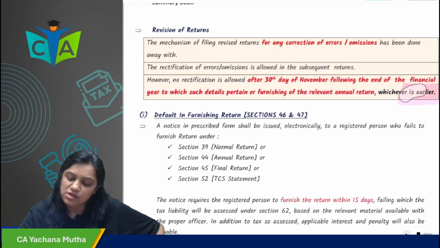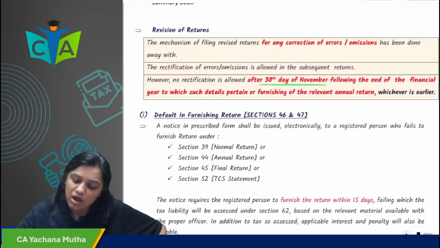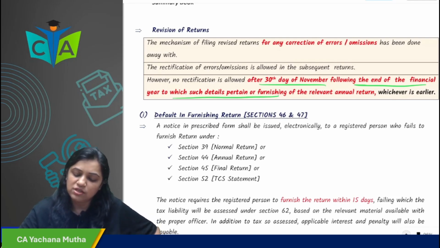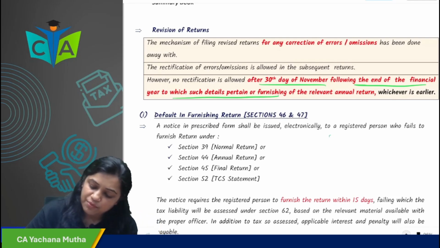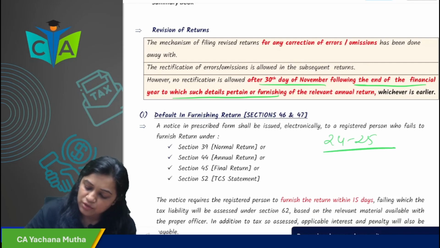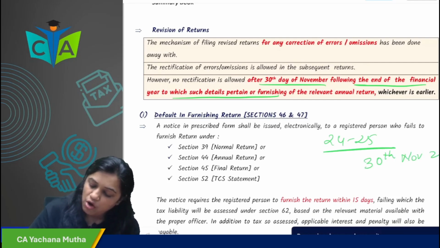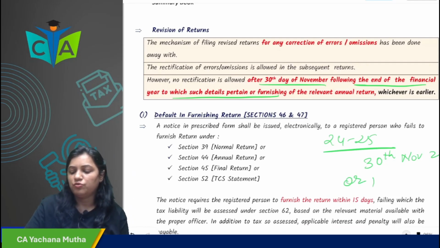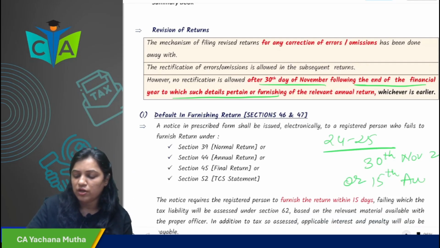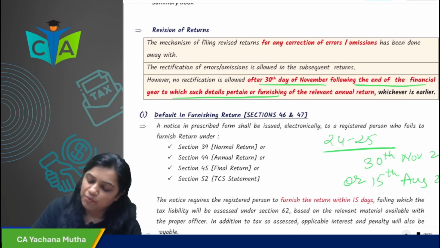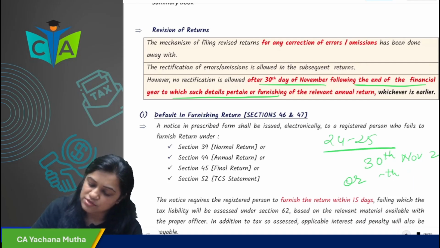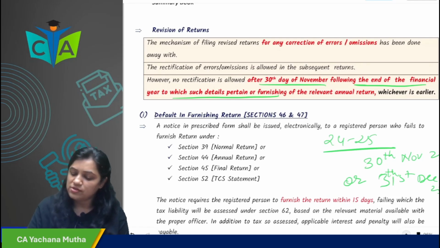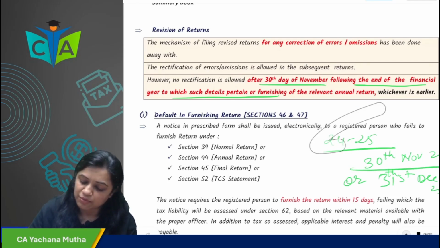So no rectification is allowed after 30th November following the end of financial year to which such detail pertains. So for example, for 24-25, up till when you can do the rectification: either 30th November 25 or furnishing of annual return, whichever is earlier. So if you have furnished the annual return on 15th August 25, then 15th August. But if you have furnished the return on, say, 31st December 25, then in that case 30th November or 31st December, whichever is earlier, which is 30th November, okay.